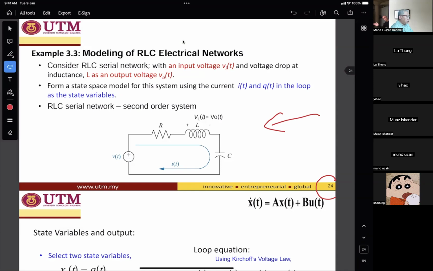So we modeled the RC and RL last week, and this week, since the university asked for hybrid or online teaching, I moved to online teaching. Okay, by considering the RLC serial network with the input voltage VI, this one, and the voltage drop across L is the output.